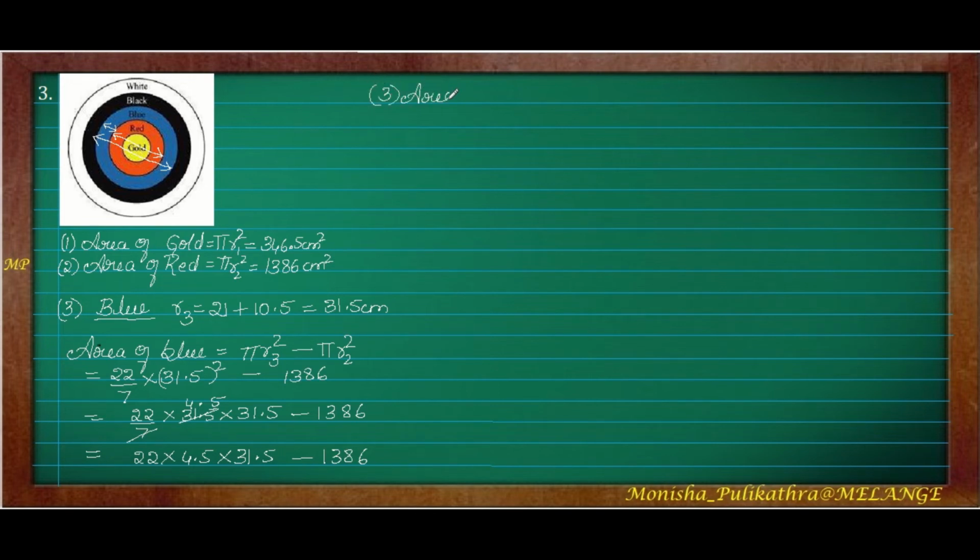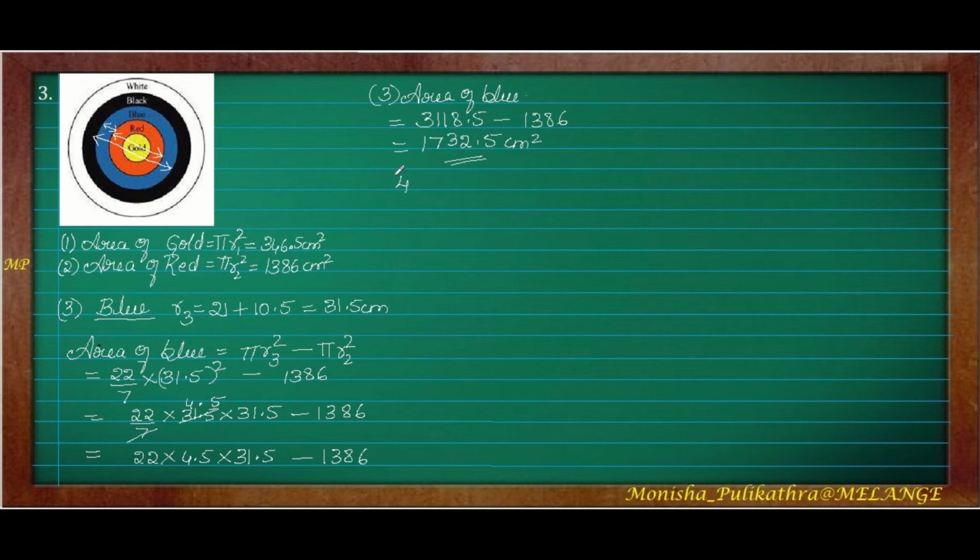So area of blue is equal to, 22 into 4.5 into 31.5, you will get 3118.5, subtract 1386. So here the answer will be 1732.5 centimeter square. So this is the area of blue, which is this part. Whereas the area of the entire blue circle, if we consider that, will be 3118.5 centimeter square.